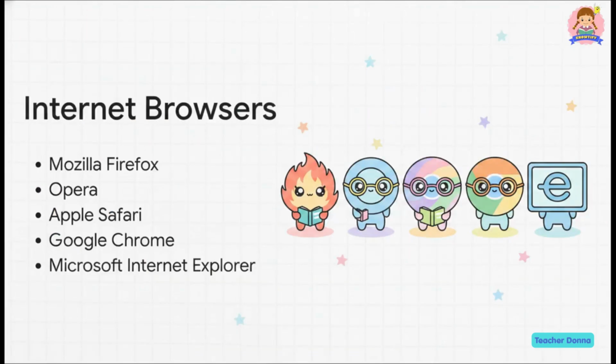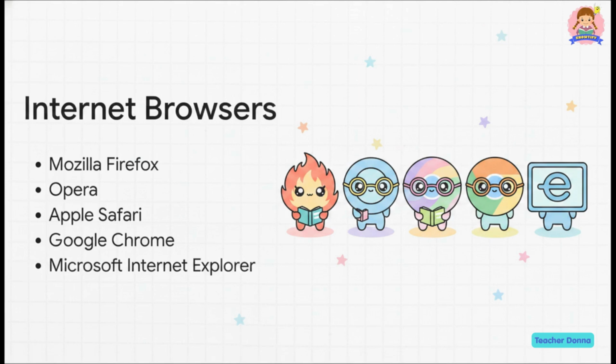Now, just like there are different librarians, there are many different types of internet browsers out there. Some of the most popular ones include Mozilla Firefox, Opera, Apple Safari, and Google Chrome. Now, as you'll see noted, older computers used to use one called Microsoft Internet Explorer, but today we actually use a much faster, updated version called Microsoft Edge.